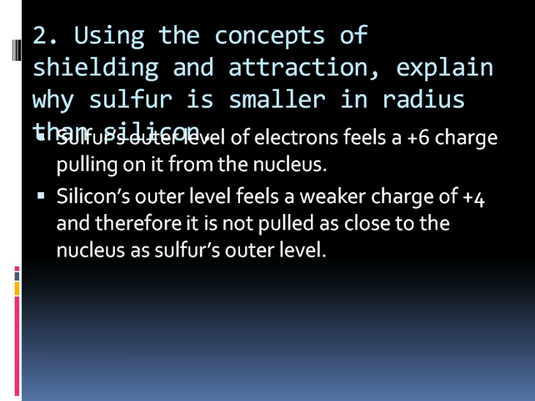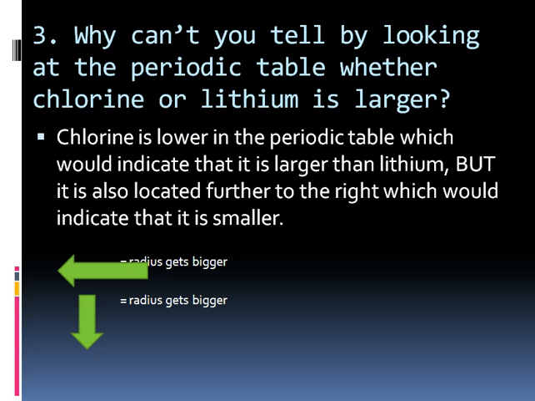Question 2 says, using the concepts of shielding and attraction, explain why sulfur is smaller in radius than silicon. Sulfur's outer level electrons feel a plus 6 charge pulling on them from the nucleus. Silicon's outer level feels a weaker charge of plus 4 and therefore is not pulled as close to the nucleus as sulfur's outer level.